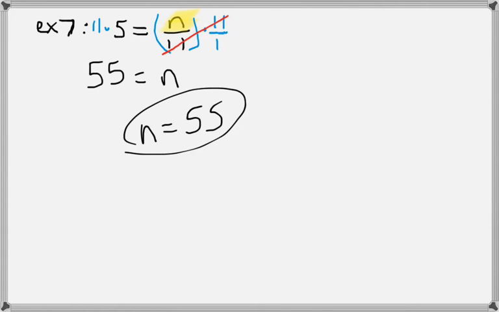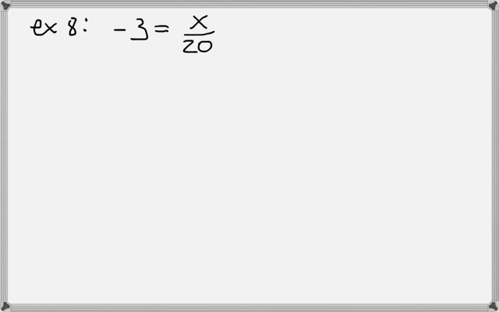Let's look at one last example. Here we have negative 3 is equal to x divided by 20. What are we trying to solve for? We're trying to solve for that x. What is preventing that x from being by itself? That divide by 20. How do you undo division? You use multiplication. So we're going to multiply by 20 on both sides. So if we multiplied the right by 20, we need to also multiply the left by 20.